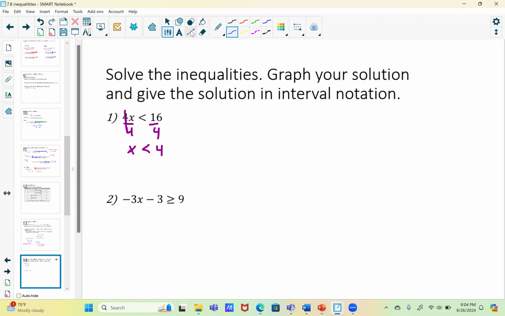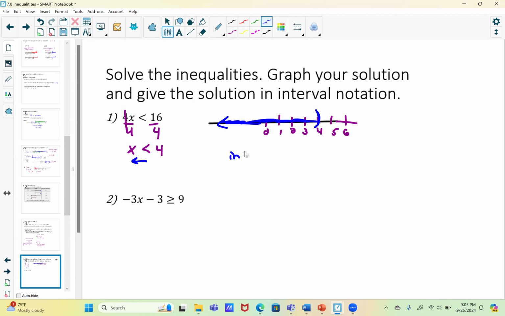So we graph our solution, like we did in the last video. We draw a number line. We again draw either a parentheses or bracket. Because it's less than and doesn't have the equal sign, we're going to do a parentheses, and because it's less than, I'm shading to the left. I want smaller numbers than 4.